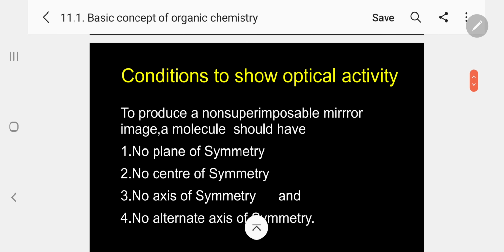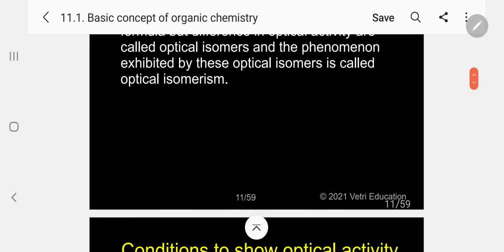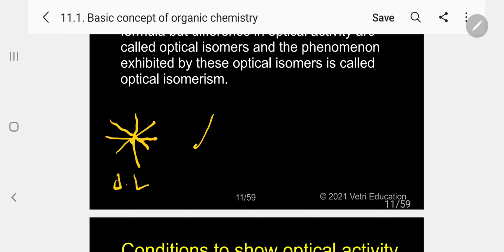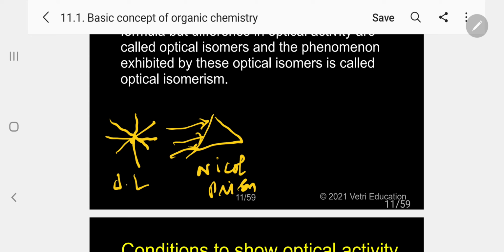So, what are the conditions to show optical activity? And before that, let me explain what optical activity is. Kindly follow. Take ordinary light now. This is ordinary light, which vibrates in all directions. When it is allowed to move through a Nicol prism, all the light comes and hits the Nicol prism.